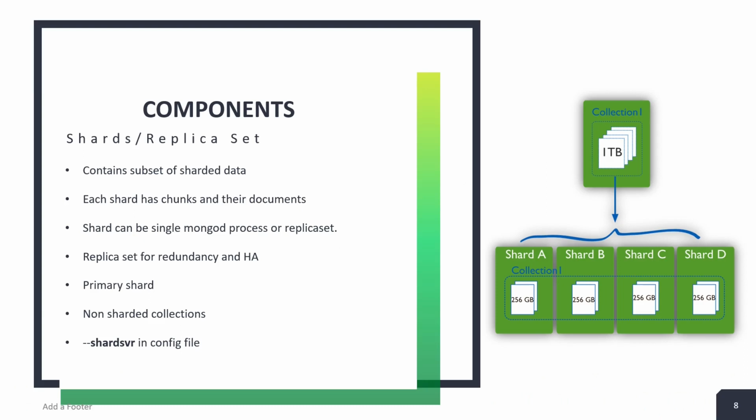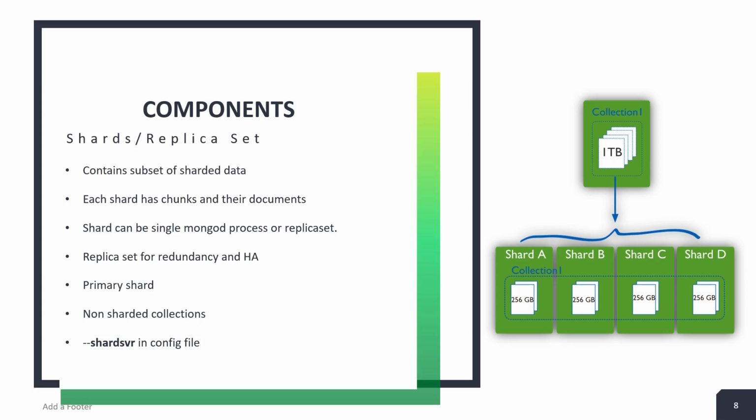The next component is the shards, which are also called replica sets. The shards hold the particular data sets; the actual data is stored inside the shards. Each and every shard has multiple chunks in their documents which hold the actual data based on the min and max values. A shard can be a single MongoDB process, or it can be used as a replica set, in case we have a secondary or an arbiter added to it. The replica set is used for redundancy as well as high availability.